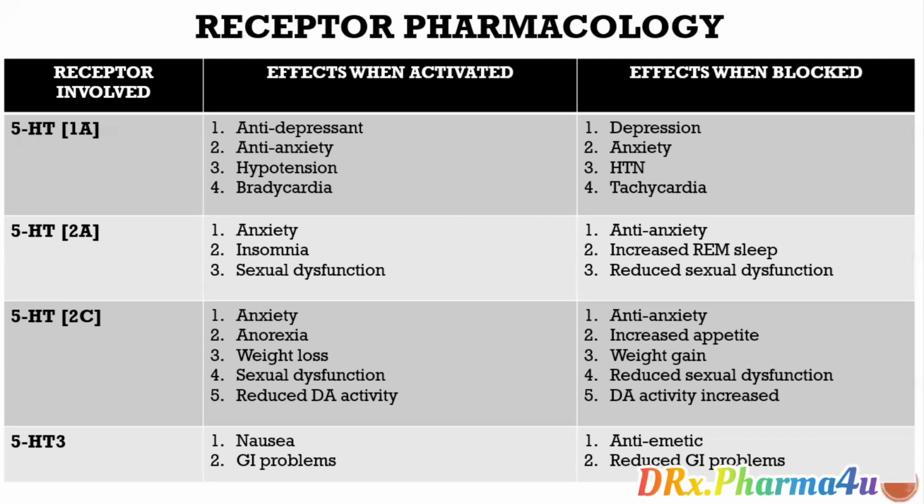Now we come to 5-HT3 receptors. I hope you know already there are medicines that block 5-HT3 receptors. For example, ondansetron. So 5-HT3 receptor, when it gets activated, it causes nausea. It causes GI problems. So that is why we give ondansetron, palonosetron, granisetron, etc. medicines. So they are blockers of 5-HT3 receptors. So they have antiemetic activity and they reduce GI problems also when it is blocked.